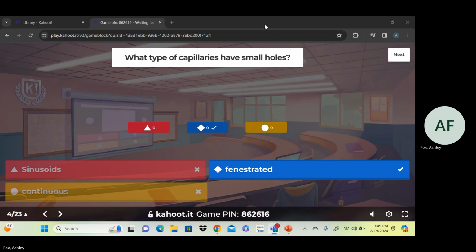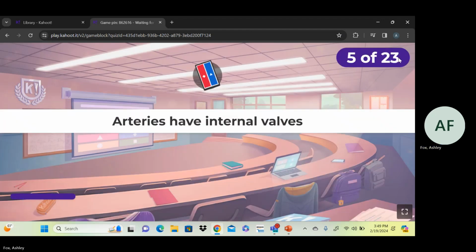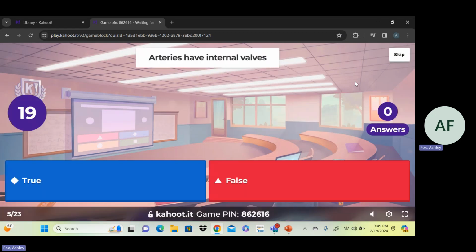So next, true or false, arteries have internal valves.